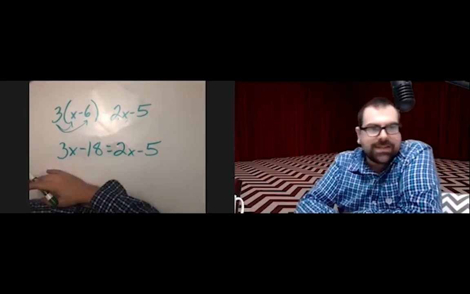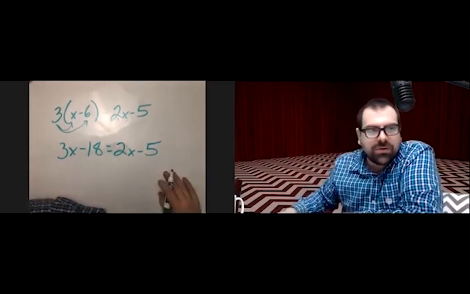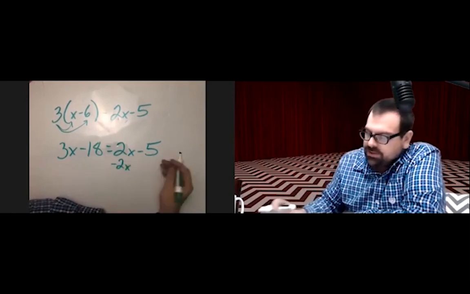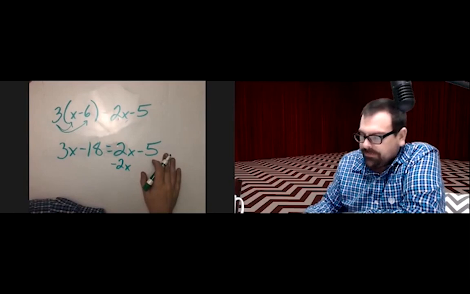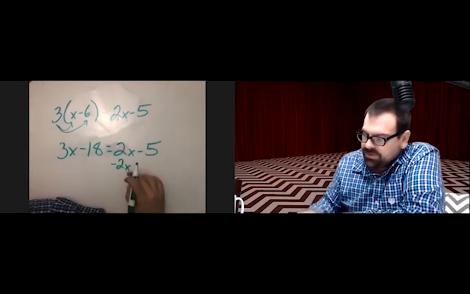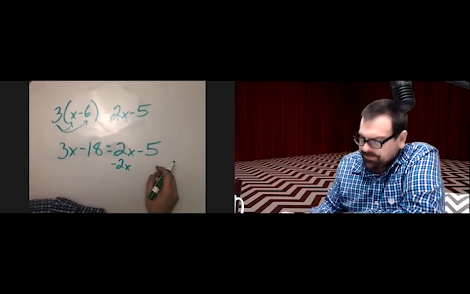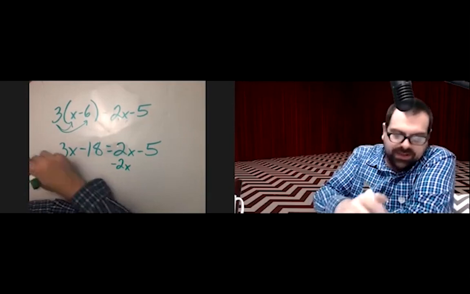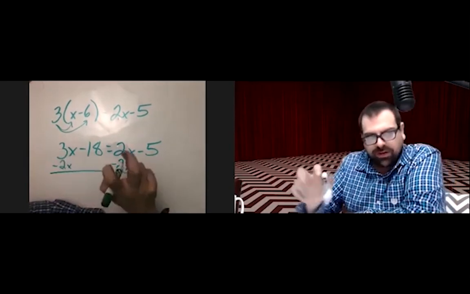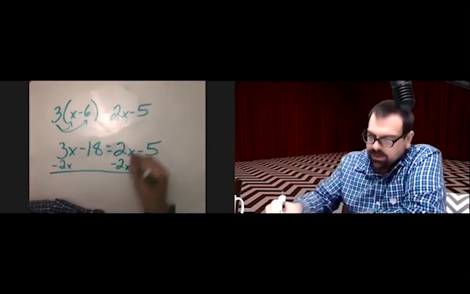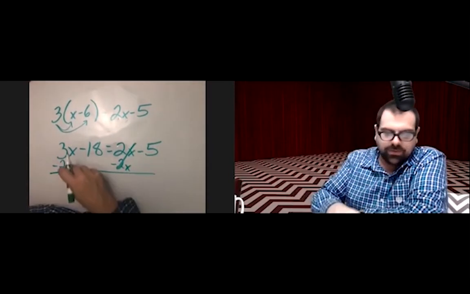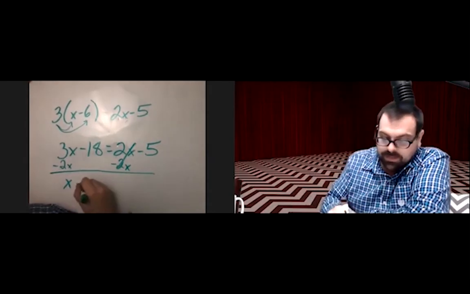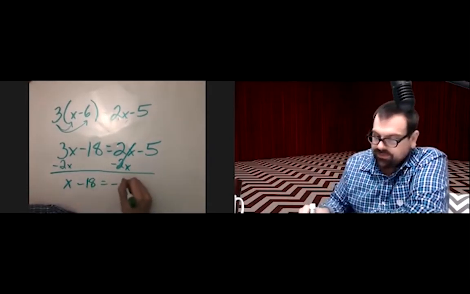I want to get all my x's on the left. I want to get everything else on the right. So I'm going to subtract 2x to get rid of it on the right. I'm going to get rid of a positive 2x with a negative 2x. Whatever I do on the right, I do on the left, and that's how we accomplish the moving. It's gone from the right. 3x minus 2x is just a single x. Minus 18 equals negative 5.